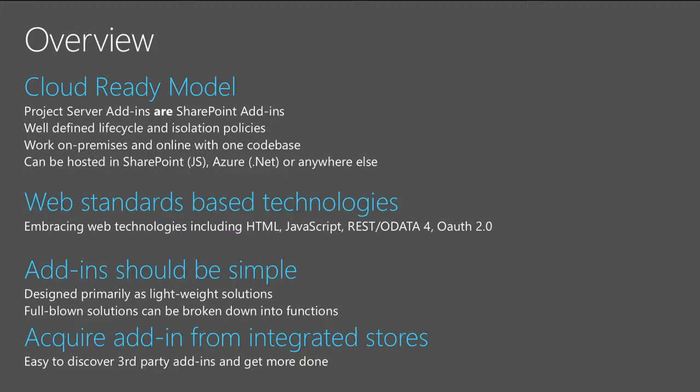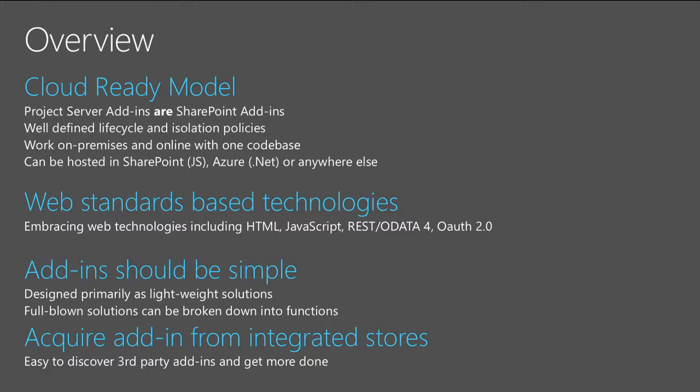The model is a cloud-ready model. And when we say that, we not only mean that it works online, but it also works on premises. This is a really powerful concept because you can build one solution and target both of these different environments. It also means that you have a hosting option where your code runs under completely your control, and you can use virtually any web technology that you want to build against it. And lastly, it also means that we have a pretty great lifecycle, and it's isolated. So when a user goes and adds an add-in to their project site, they're not going to be concerned about whether this is going to bring my environment down, or whether this is going to break something.